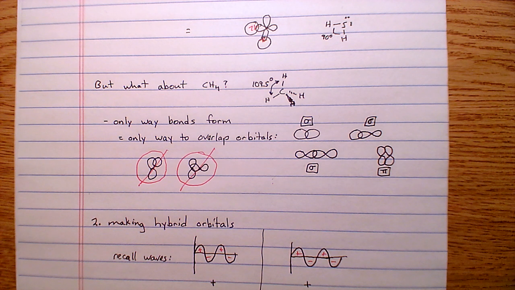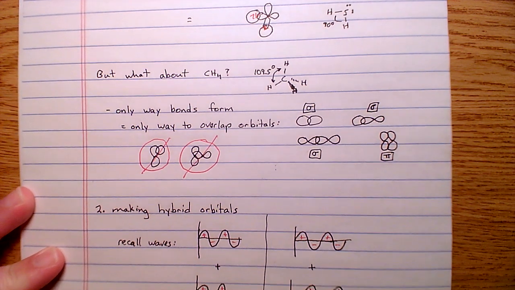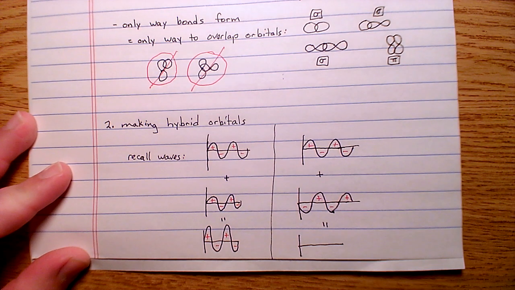We're going to combine the orbitals on the same atom, the s and the p orbitals on the same atom, to come up with a kind of mixture of these orbitals. I want to go a little further than the book does to give you a sense of where these hybrid orbitals actually come from. So let us recall waves.